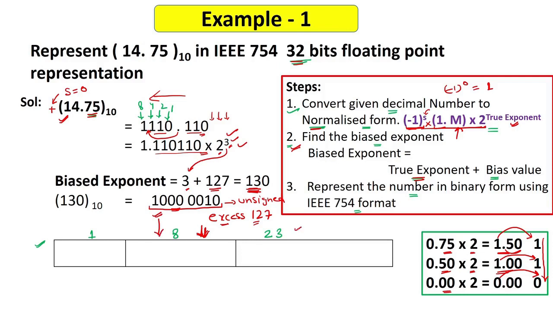In 23 bits, I will be storing this, and in the sign bit, I will be storing the sign. So what I will be storing here, the number is positive, right? So it will be 0 stored here. What will be stored here? As I said, the exponent, that is this 130, the biased exponent. So I will be storing all these values, right? And in 23 bits, I will be storing this mantissa.